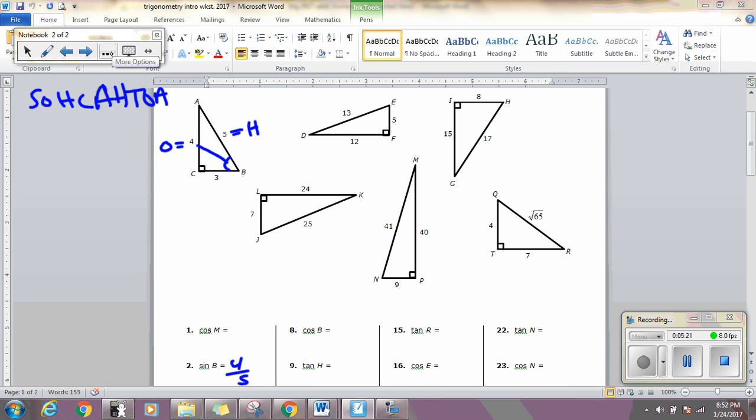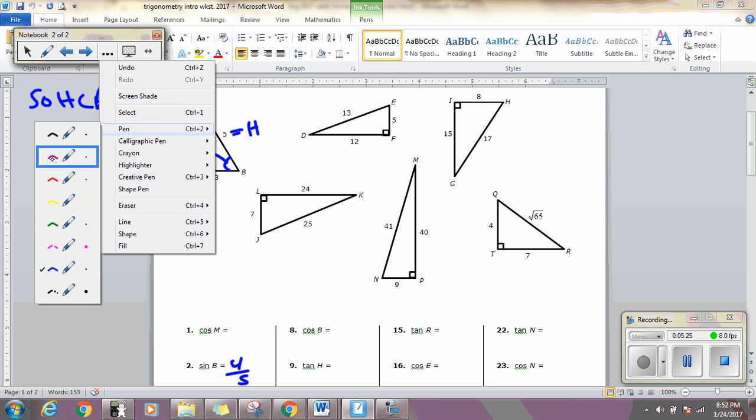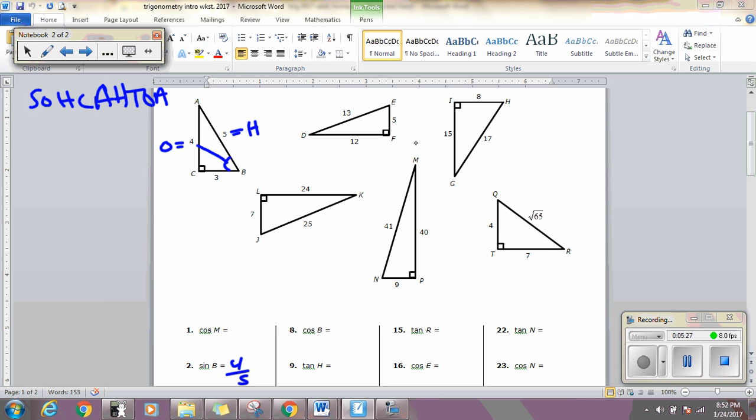For number 9, I want the tangent of H. Here's H. Again, tangent, I need opposite. So across from H is 15. And adjacent next to H is 8. So opposite over adjacent, so that would be 15 over 8.